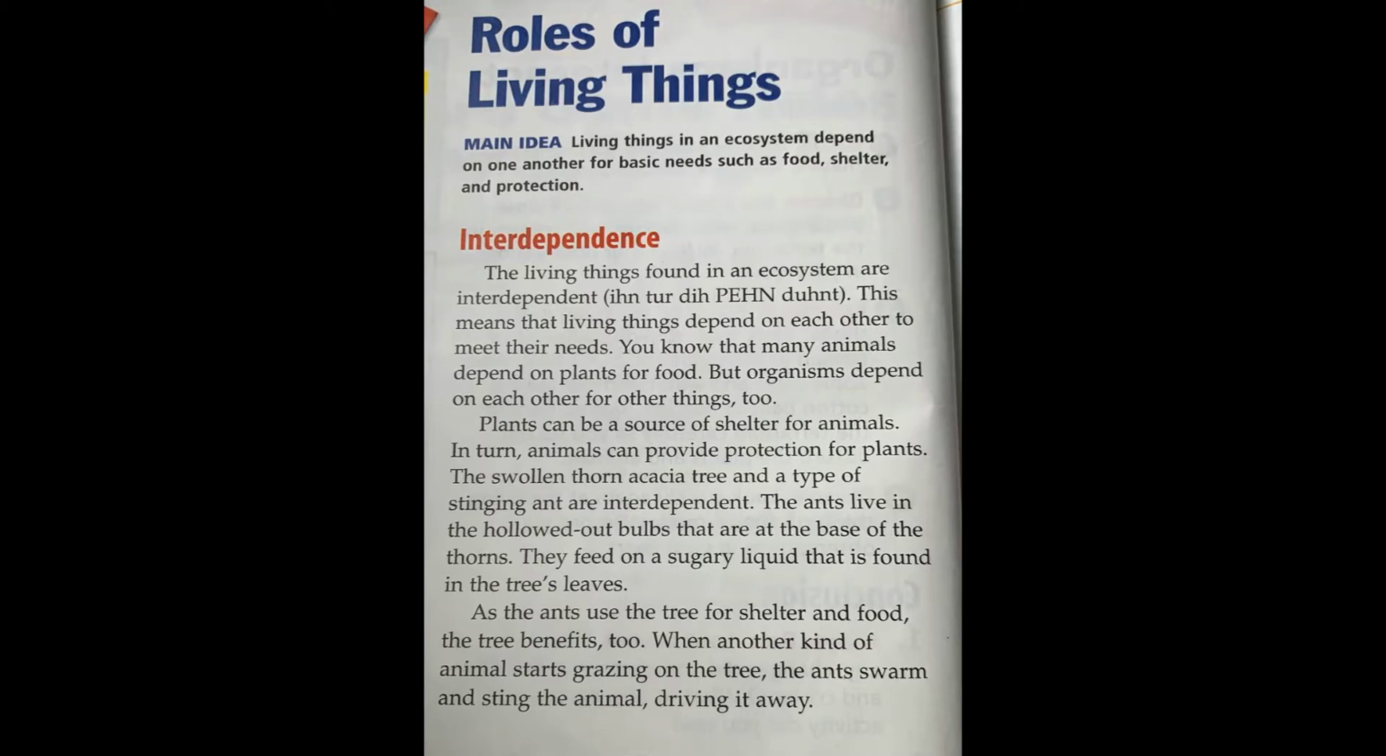The swollen thorn acacia tree and a type of stinging ant are interdependent. The ants live in the hollowed out bulbs that are the base of the thorns. They feed on a sugary liquid that is found in the tree's leaves. As the ants use the tree for shelter and food, the tree benefits too. When another kind of animal starts grazing on the tree, the ants swarm and sting the animal, driving it away.